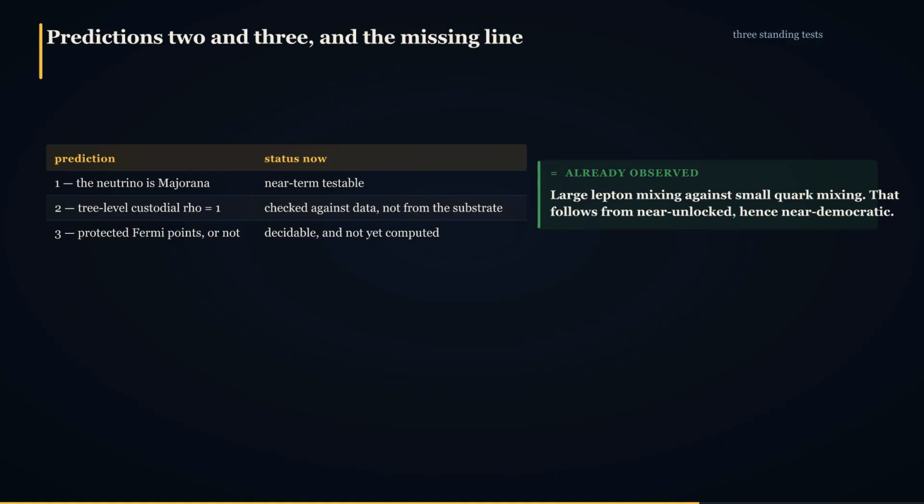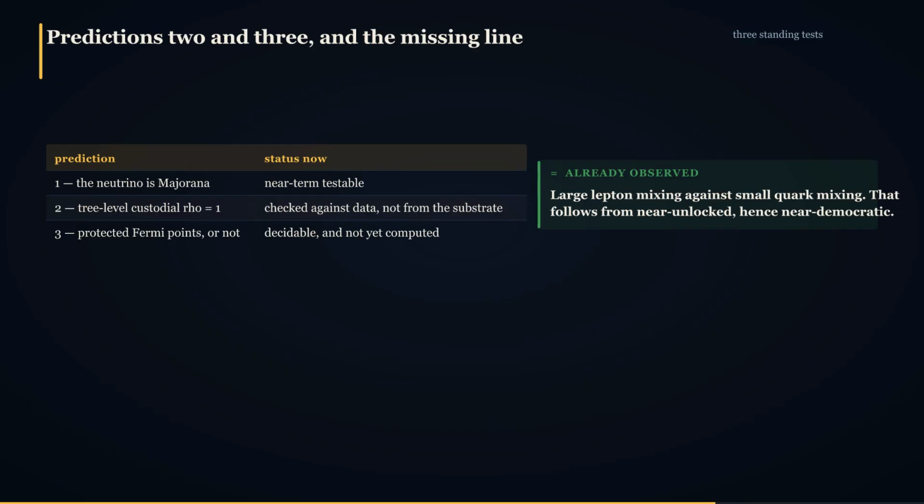Prediction 3 is the band topology fork. The dynamical matrix either has protected Fermi points, or it does not. A yes derives the fermion multiplet and ties the generation count to the node count. A no demotes the fermions to a kinematic seed. Either way this is decidable and not a matter of taste, and the code is half written.